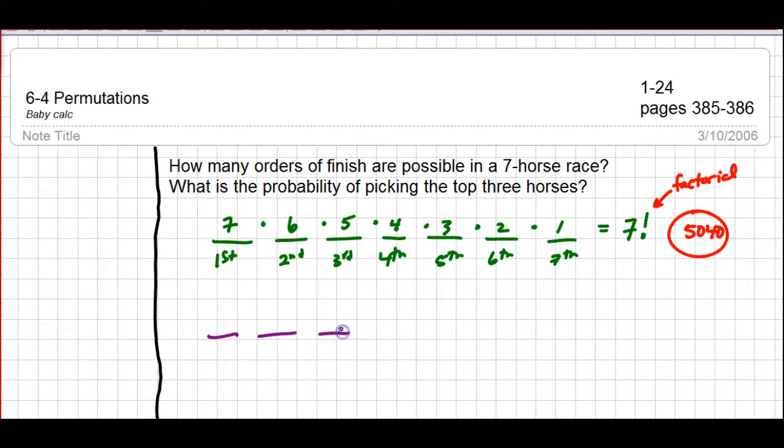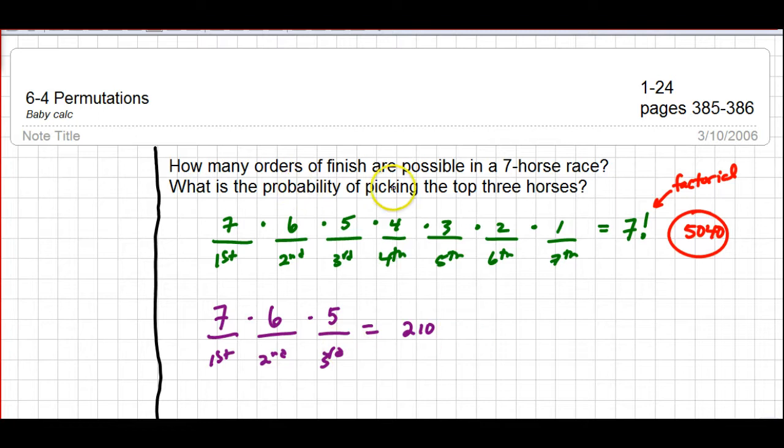So if we're talking about just 1st, 2nd, and 3rd place, then we would only fill in 3 blanks worth of information. So all 7 are still available to win first place. Once one of the horses wins first place, again, now there's only 6 horses racing, but we're only going to care up until 3rd place. So we no longer care for this question who wins 4th and beyond. So when you multiply those together, you only get 210 different combinations, or 210 different orders of finish for 1st, 2nd, and 3rd place only.